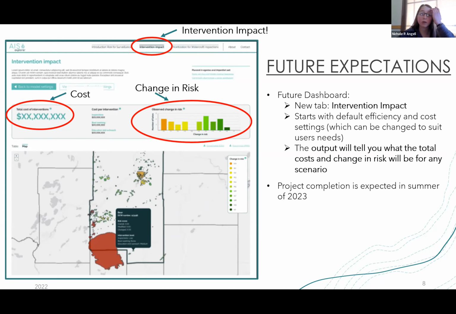So this tool is really, really helpful in allowing managers to see this cost benefit analysis and place their resources in the most effective places to get the best bang for their buck. So we're excited for project completion in summer of 2023.